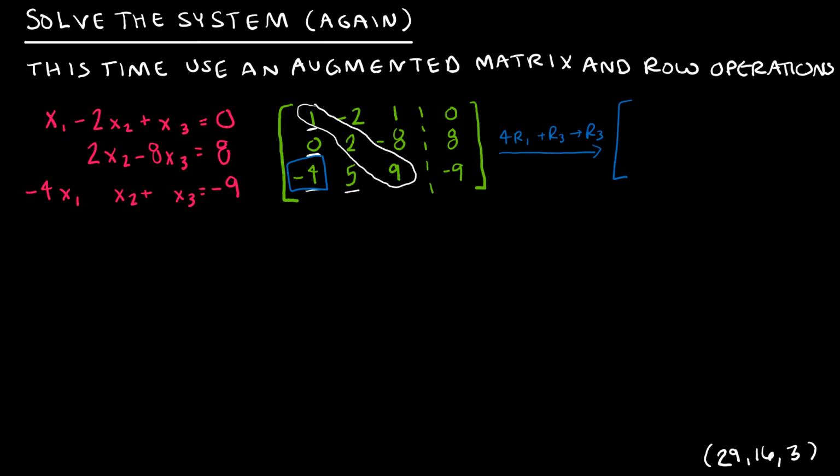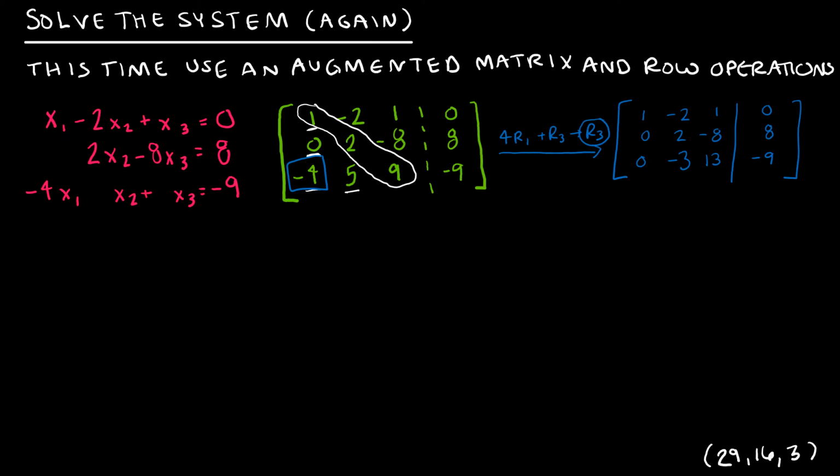And notice row 3 is the target row, which means this guy doesn't change. This guy doesn't change. Row 3 is the only one that changed. So what changes? We take 4 times row 1, so 4 times 1 plus negative 4, 4 times negative 2 plus 5, and 4 times 1 plus 9, and 4 times 0 plus negative 9. So that's all for my first step.